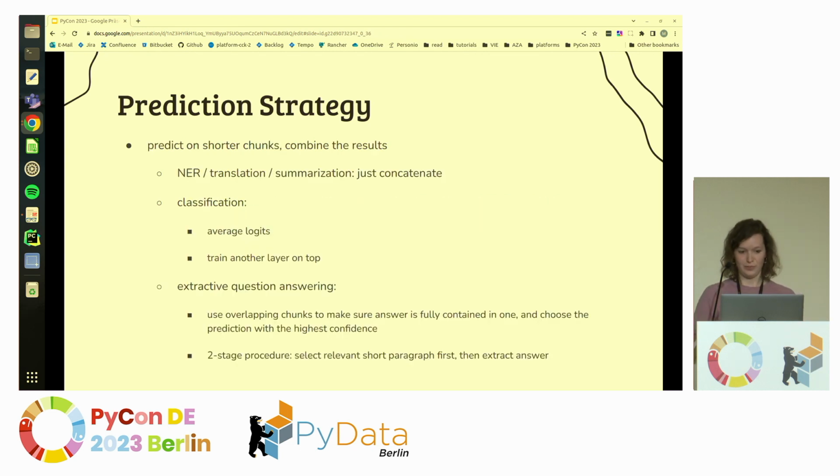If that's not for you, what you can do is take your long input sequence, split it into multiple shorter chunks, predict on every chunk, and try to combine the results. This combination of results will look different for every task, and maybe it's really hard to do for some. I guess the easiest would be if you're working on named entity recognition, for example, or translation. Then you have multiple chunks, you produce the sequence of output tags or translated sentences, and then you just concatenate them. That should be fine.